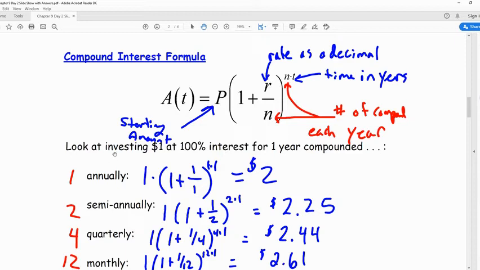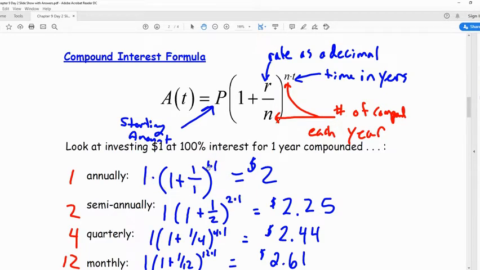So in this particular case, I'm investing $1. So 1 is the P, 100% interest. So 100% as a decimal is going to be 1. So R is a 1. It's for 1 year. So T is going to be a 1. And what's going to be changing is my red is the N value. So if they are compounding that annually, so one time each year, that is a 1 as well. So I actually have all ones in there.